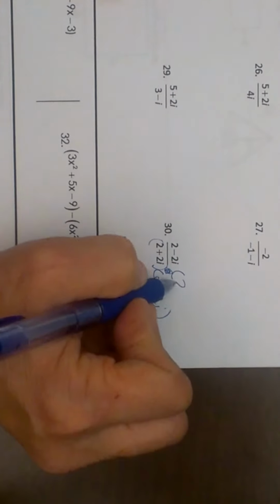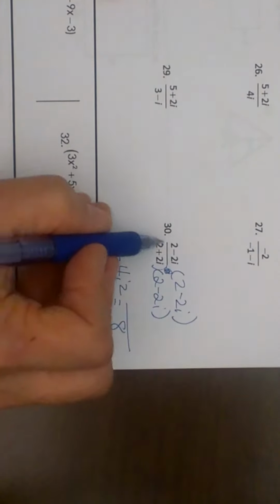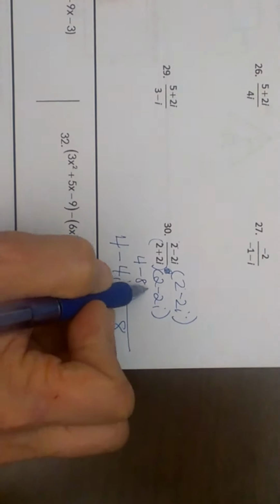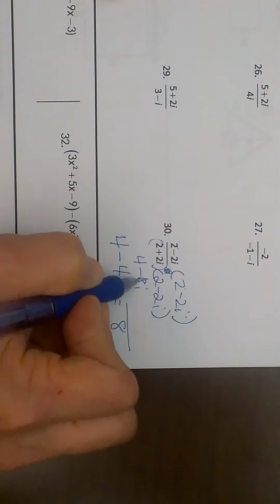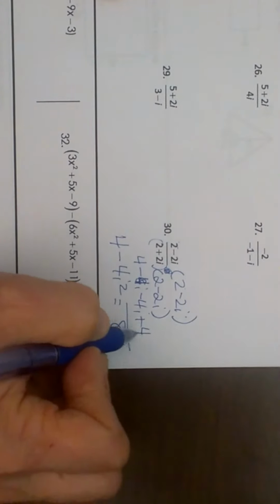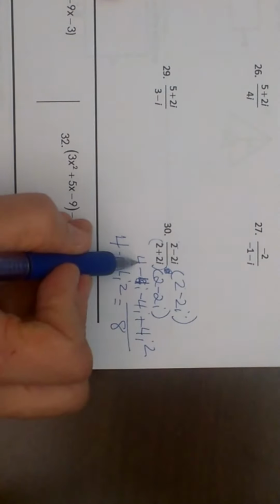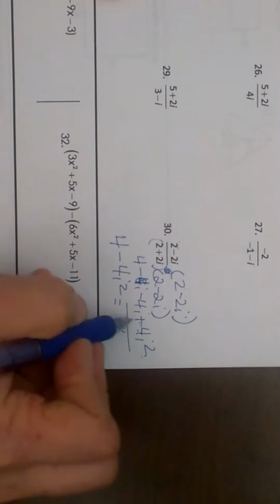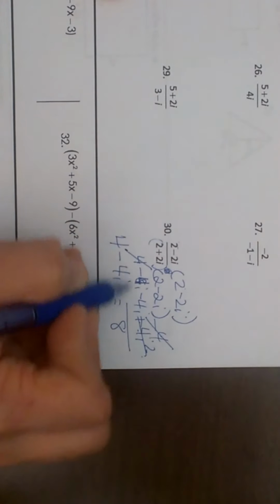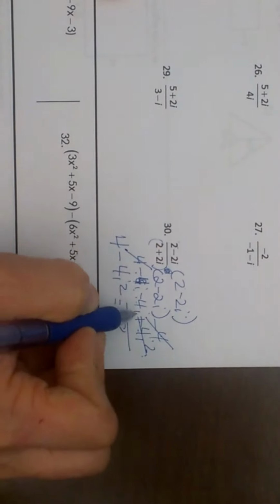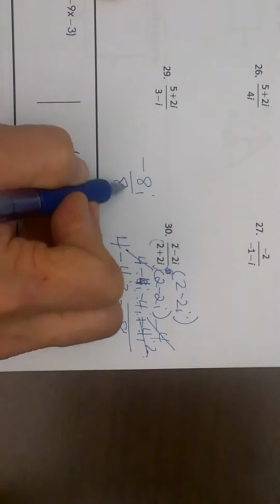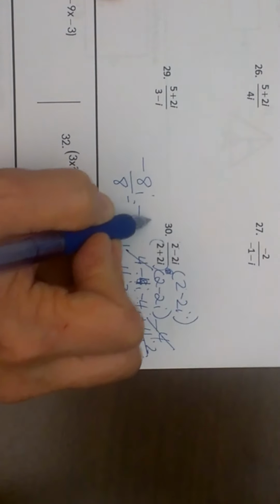Then the numerator, I actually have to FOIL that whole thing out the long way. So I'm going to do first, which is 4, outer, which is negative 8i, inner, negative 4i, another inner, negative 4i, and last is positive 4i squared. Well, remember that i squared is negative 1, so that's really negative 4, so 4 minus 4 is 0. And then I have a negative 4i minus 4i, that's going to give me negative 8i. So I have negative 8i over 8, and my 8's cancel, I'm left with negative i.